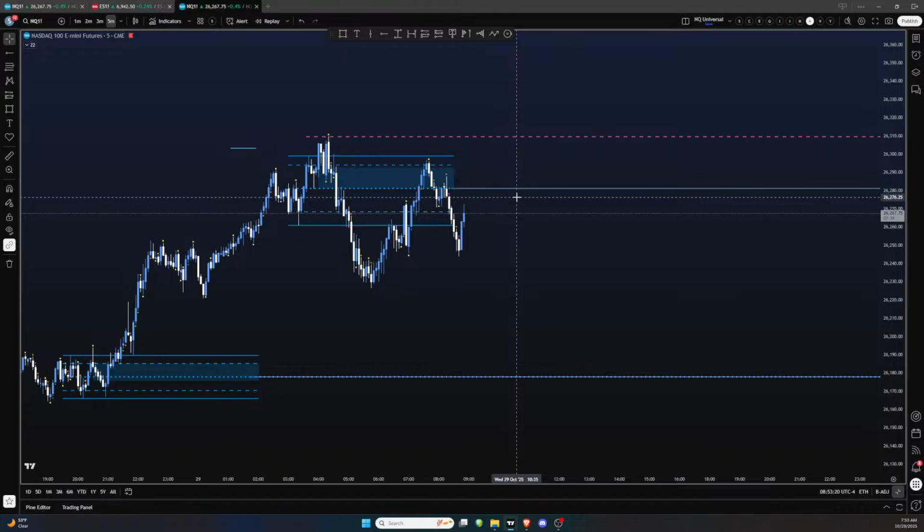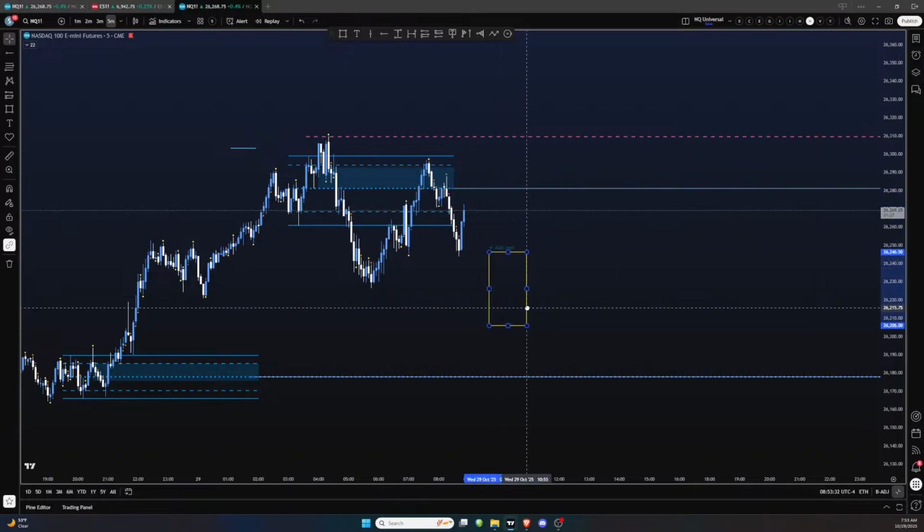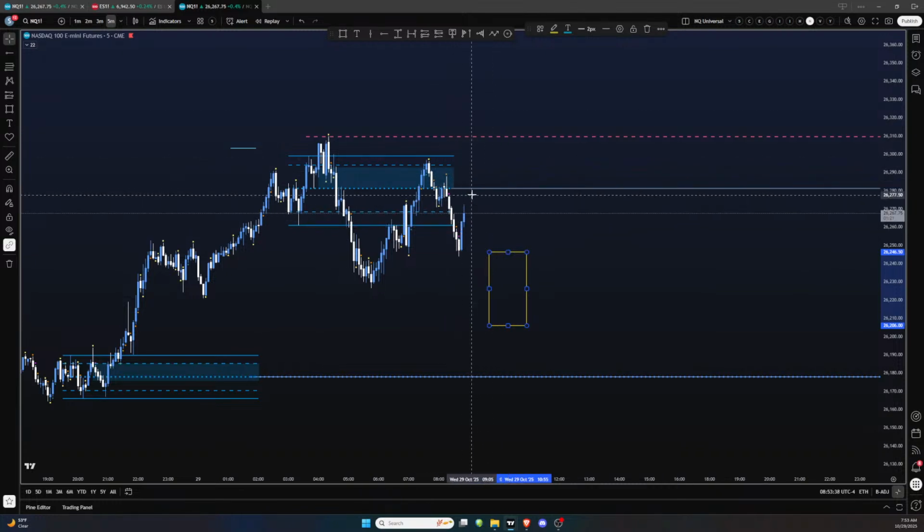So those are our possible structures that could form, and it's important to know because, let me come back here. If I have a structure that I know is going to form like this, I'm not looking for longs. I'm not looking for long opportunities that are up here. I'm looking for short opportunities that are around here.